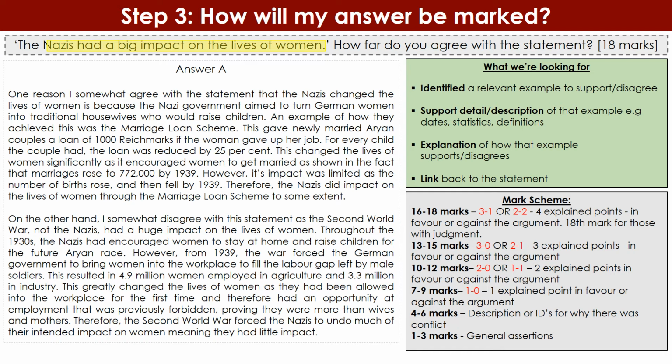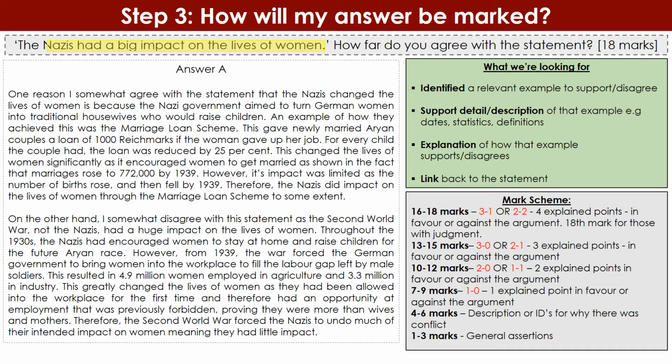If you have a look at the mark scheme, if you just simply describe different examples, so if you just simply described what the marriage loan scheme was to me without actually telling me why that improved or did not improve or had an impact on the lives of women, you'd be looking at about 4 marks. If you fully explain one example, you'll get 7 to 9, 2 examples, 10 to 12, 3 examples, 13 to 15. To get 16 or 17 marks, you have to fully explain 4 examples, either 3 on one side and 1 on the other side, or 2 and 2. Again, there must be an element of balance there. And then the 18th mark is for that despite conclusion, what we call a clinching argument.